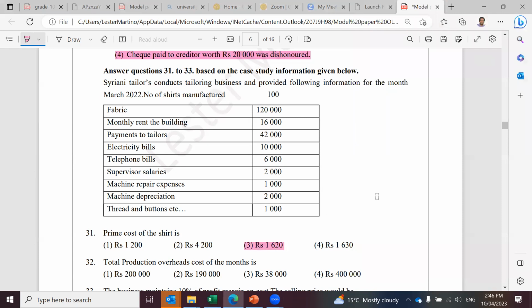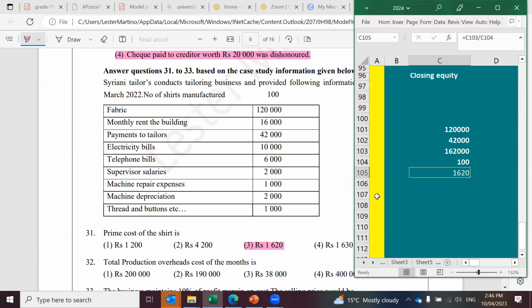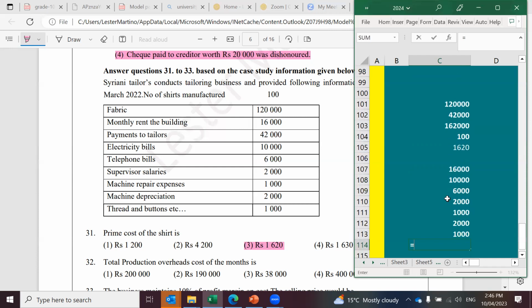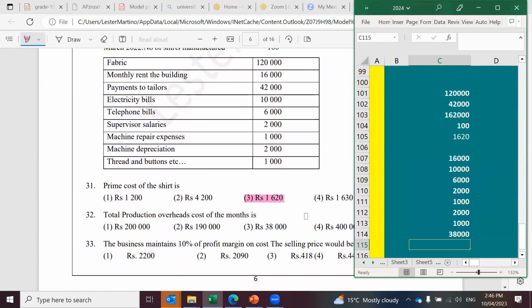So total production overhead cost for the month. So just add the rest. 16,000, 10,000, 6,000, 2,000, 1,000, 2,000, and 1,000. Take the total of all. Answer is 38,000.